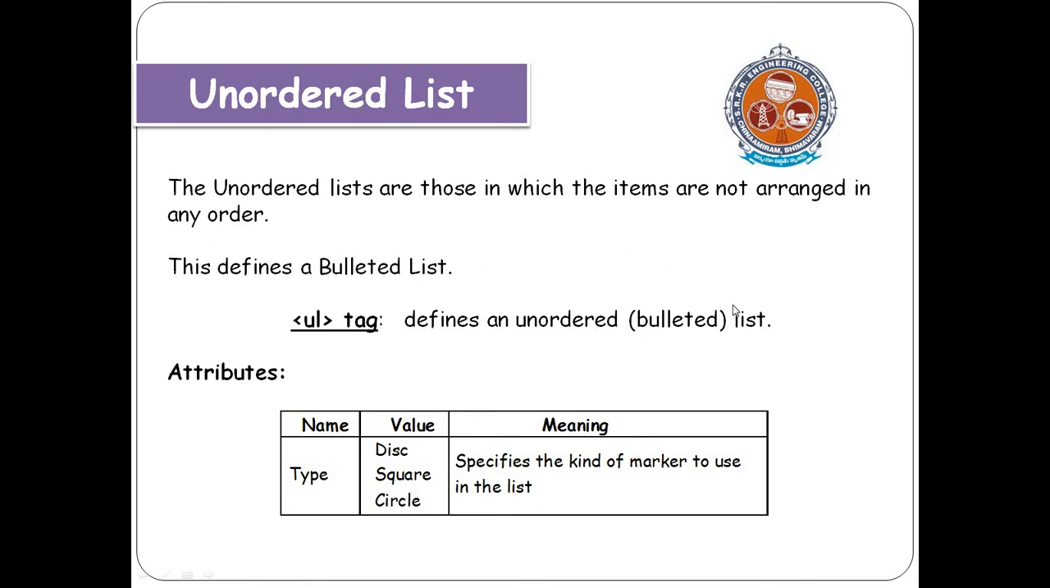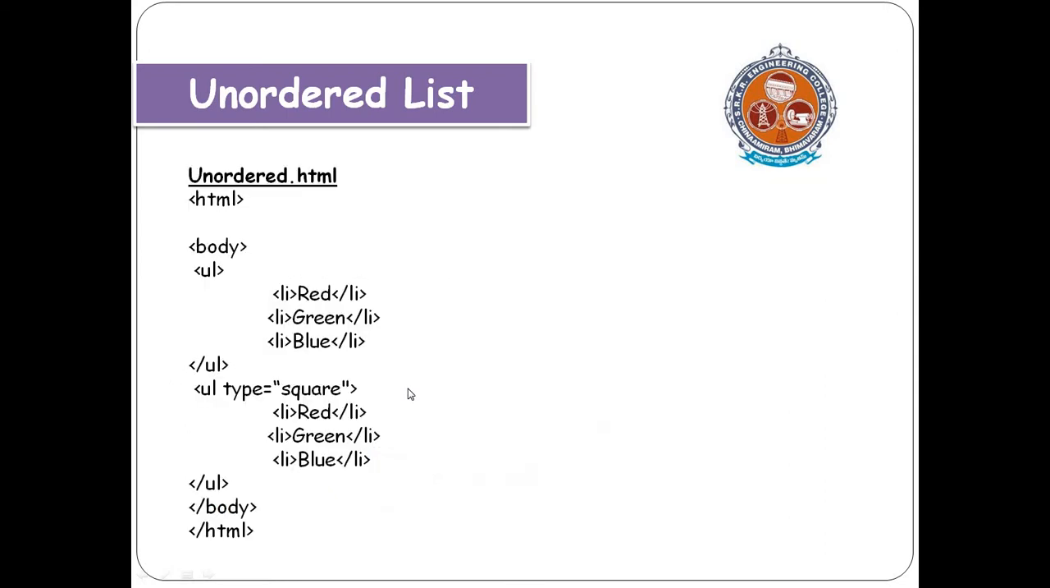So that will be displayed in bulleted format. This is the tag for unordered list, UL, and then attributes are these values. The attribute is type and then the value is this. So this is an unordered HTML list.